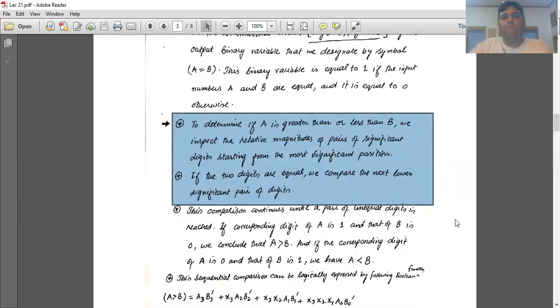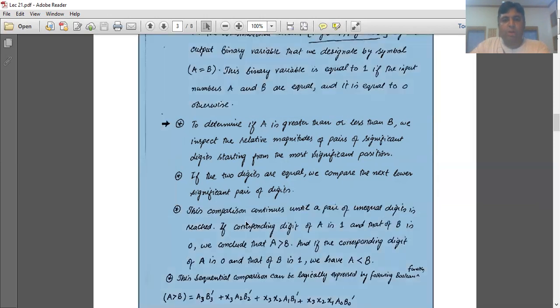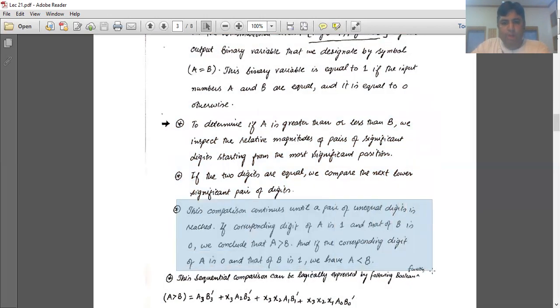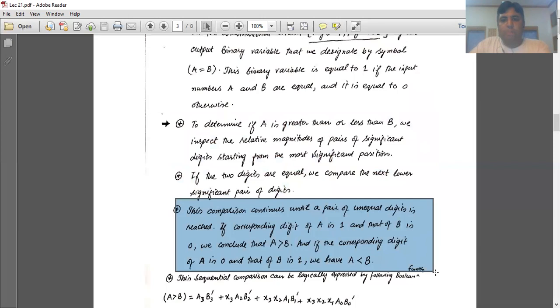To determine if A is greater than or less than B, we inspect the relative magnitude of a pair of significant digits starting from the most significant position. If two digits are equal, we compare the next lower significant pair of digits. This comparison continues until a pair of unequal digits is reached. If the corresponding digit of A is 1 and B is 0, we conclude that A is greater than B. And if the corresponding digit of A is 0 and B is 1, then A is less than B.